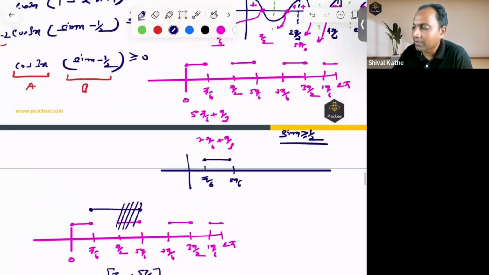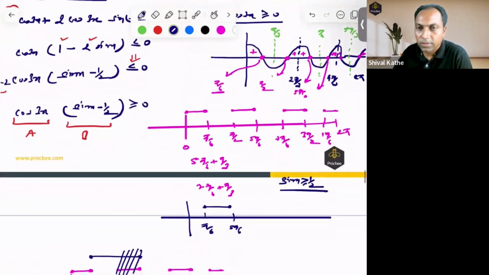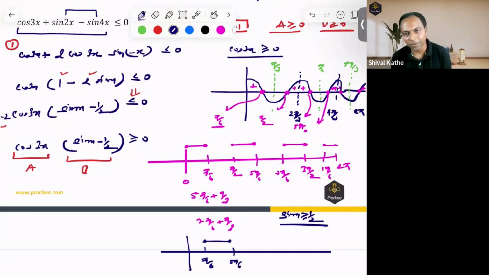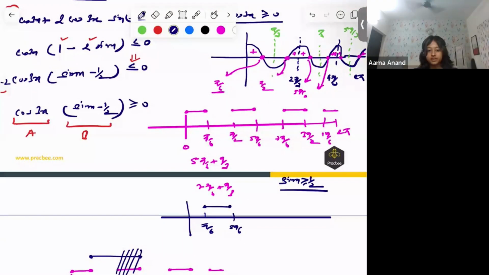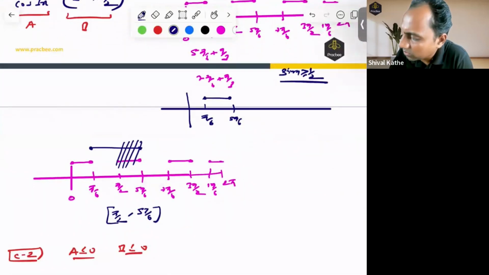This is the long method. I will give you a shorter method, don't worry. Did you understand the core concept of what I have done? First you understand the logical manner of doing things and then I will give you a shortcut. So don't worry, it will become short. Fine. Got it? Yes, we will include the point pi by 6, it's there in both of them. So we should include it. Okay, pi by 6 union.